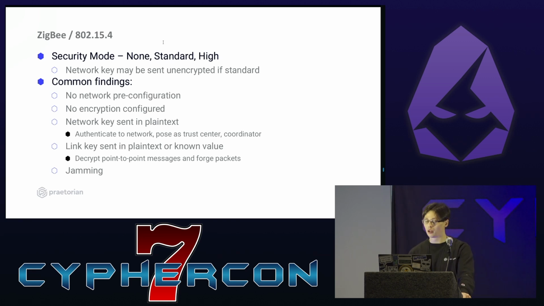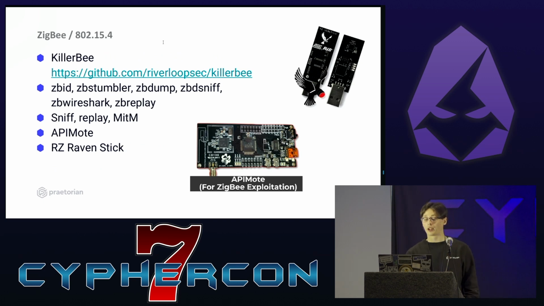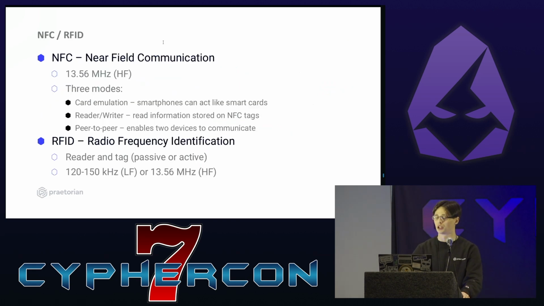And again, with all of these, jamming can also be a potential concern. But that's going to require proximity to the direct victim. And a lot of times what we're really worried about is attacks that we can find that scale everywhere. But again, with some of these wireless communications, we do have to be in range. Killer Bee is a great framework of tools to start working with this. And when it comes to hardware, there's the API moat on the bottom and then the RZ Raven stick. These are great, and things you might want to look at as you start getting into Zigbee or find out that the device you're trying to hack uses Zigbee for communications.